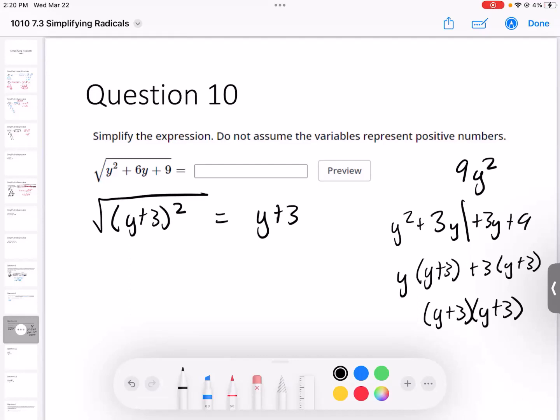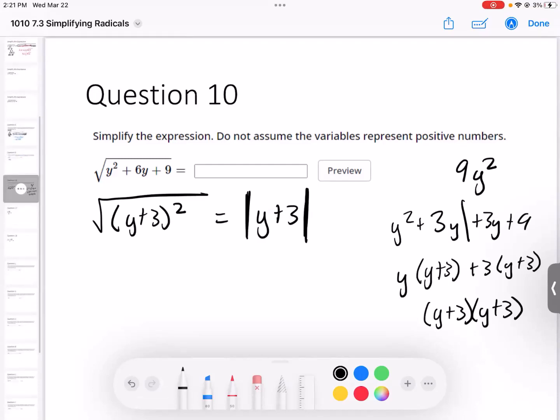However, if they said that we can't assume that the variables are positive numbers, your answer to a square root problem has to be positive. And so if our answer is y plus 3, but y was a negative number, our answer might end up being negative. So we're just going to put absolute value signs around our answer to make sure that it's positive. And the absolute value signs are not necessary if the instructions say you can assume the variables are positive. Some of your problems will say that. But if it says that you cannot assume that they're positive, then you need to put absolute value signs around your answer.